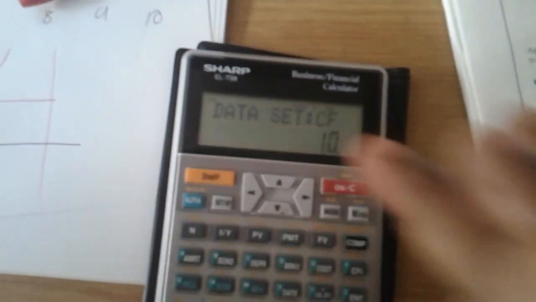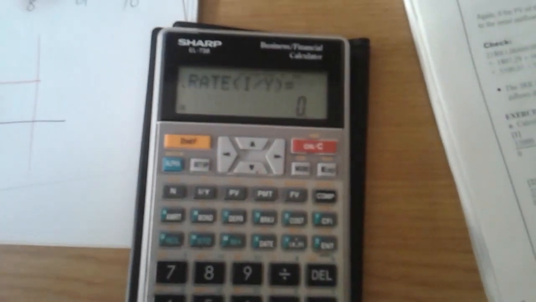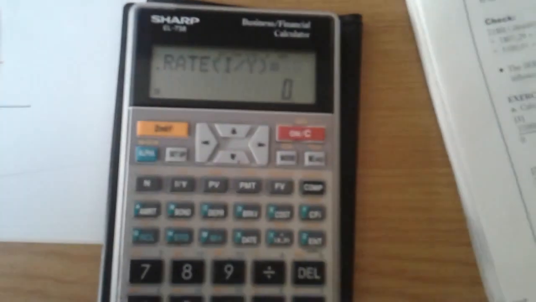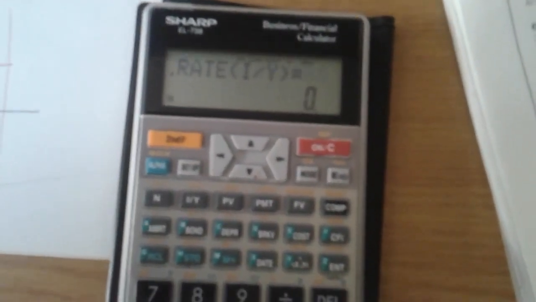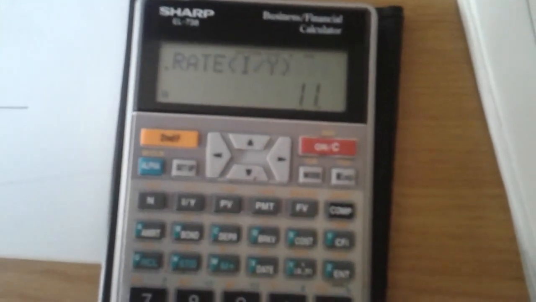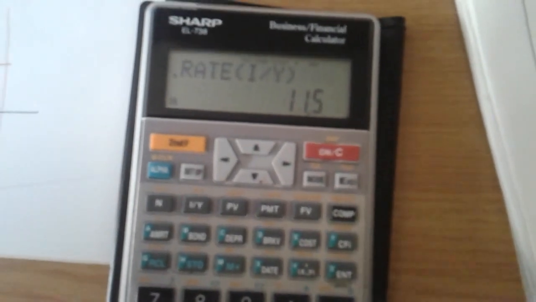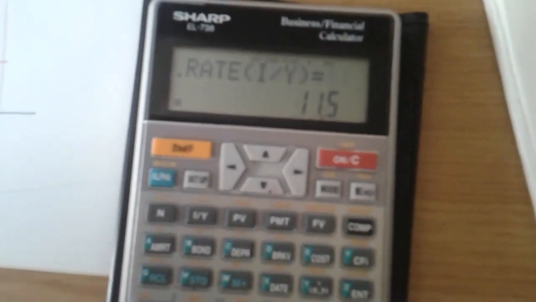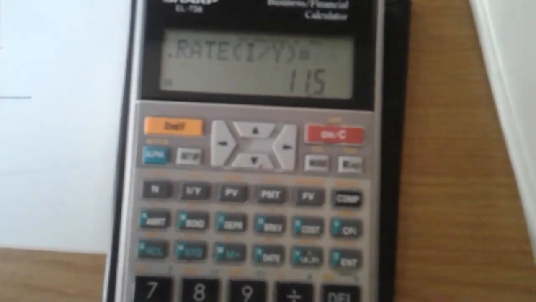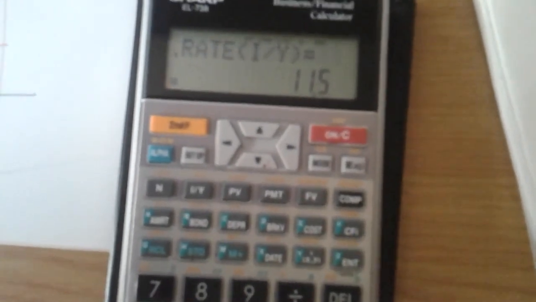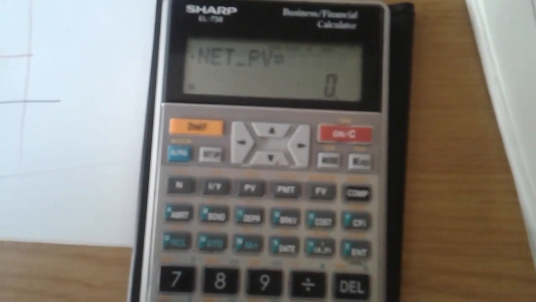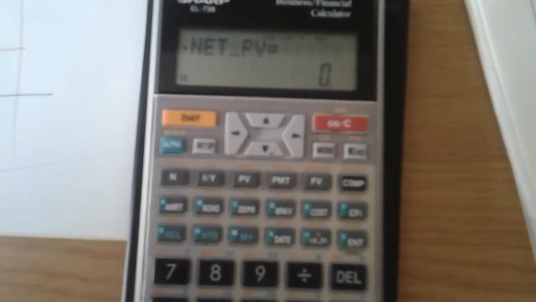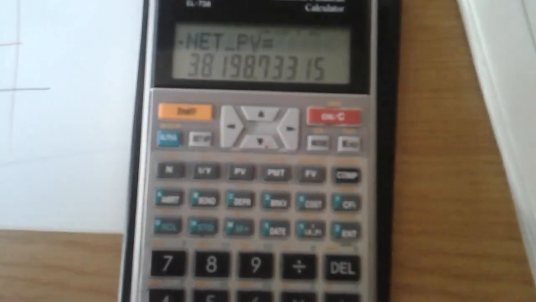Now, second function, CFI. Now, unlike before, when we said compute, this time we are given the rate. It's 11.5. So you say 11.5, enter. So don't forget enter. If you don't enter, it means it's not in. So 11.5, enter. Then you press the down arrow. It now takes you to NPV, then you press compute. What do you get?